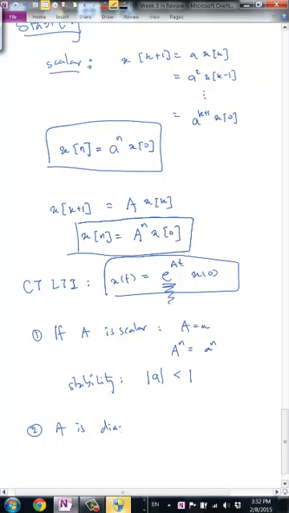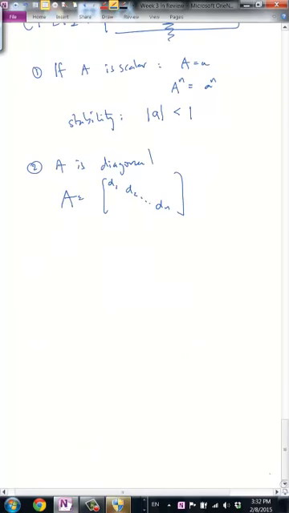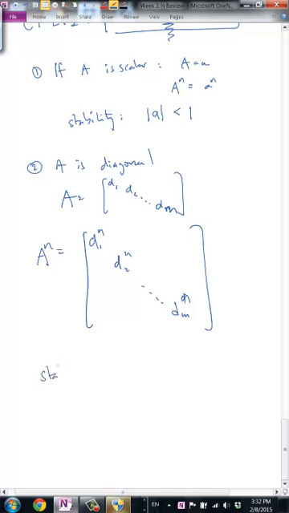So let's suppose A is diagonal, sorry, not yet diagonalizable. So A is equal to the diagonal matrix d1, d2, all the way down to dm. It's not difficult to see that A to the n is equal to d1 to the n, d2 to the n, all the way to dm to the n. And therefore, for stability, we need the magnitude of each di to be strictly less than 1. This symbol means for all.